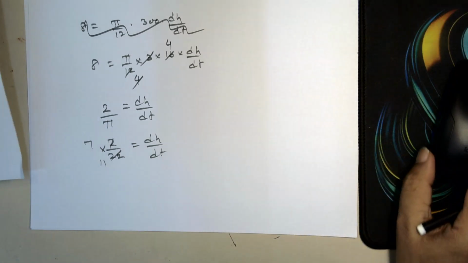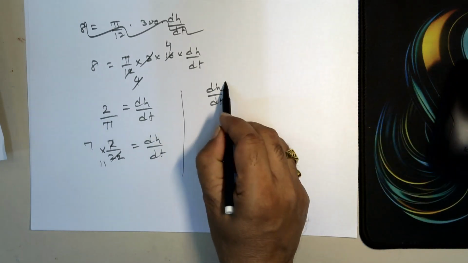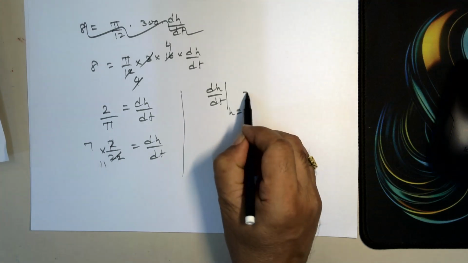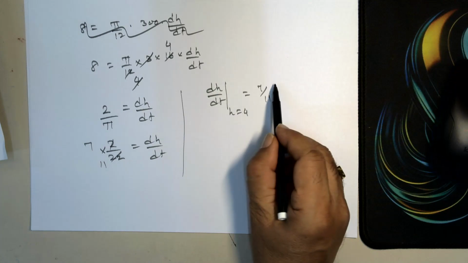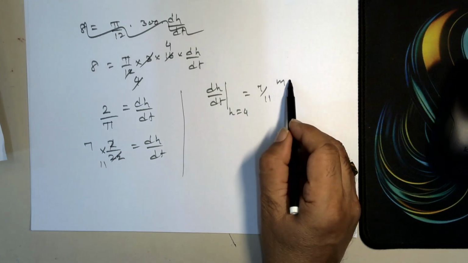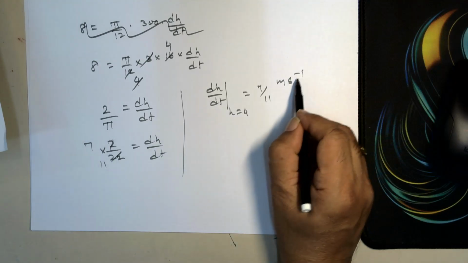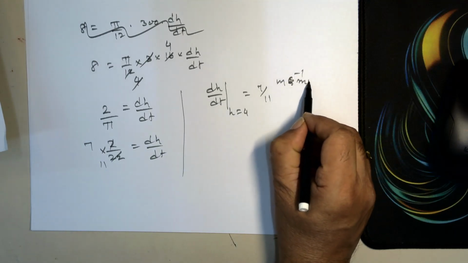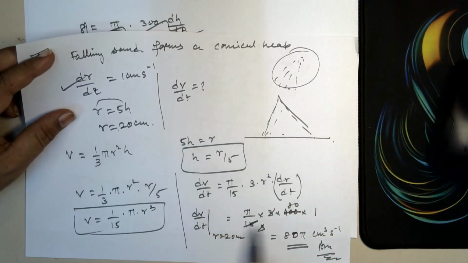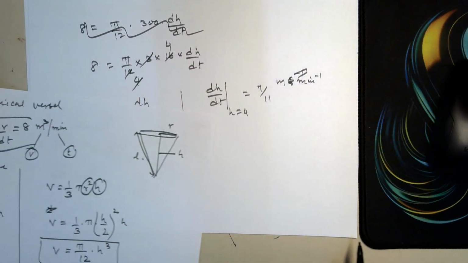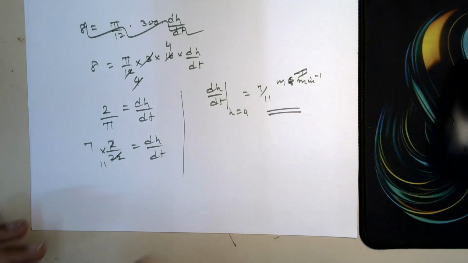Okay. So dh by dt after h is equal to 4 is equal to 7 by 11. Now what is this? H is meter. What is this? T. So meter per second. And it is not meter per second, meter per minute, because they are given in minute 20. So all are in minute 20. This is also in minute. Everything is minute, so you have to mention this in minutes.